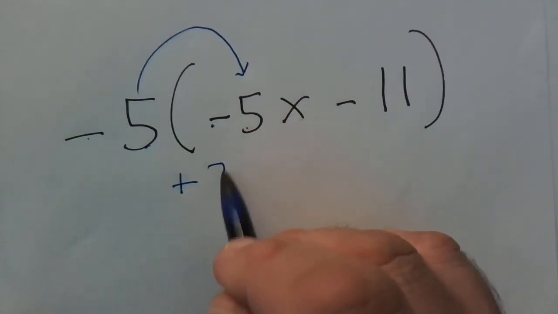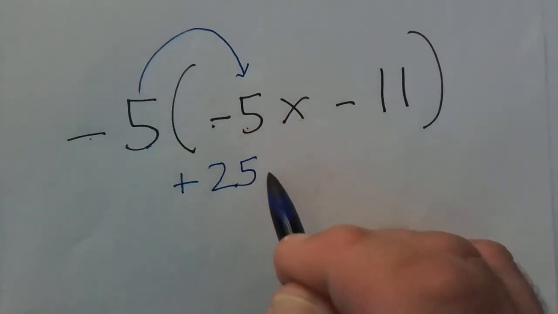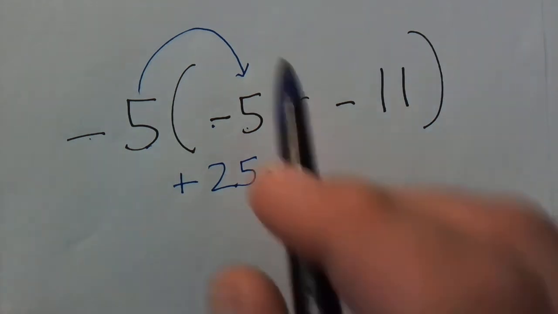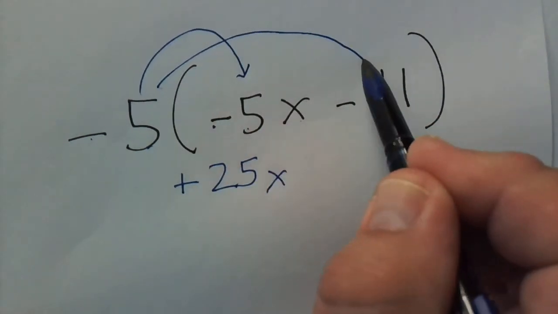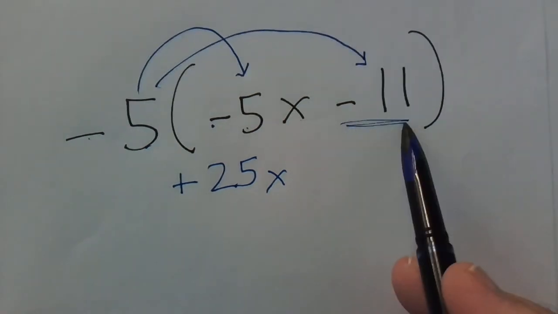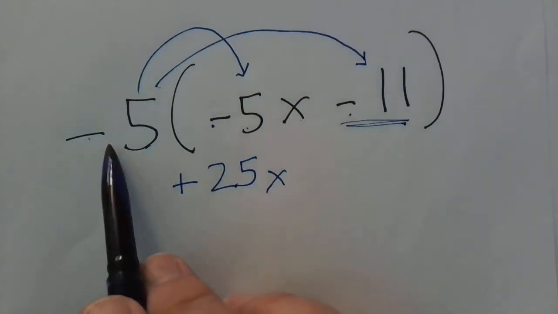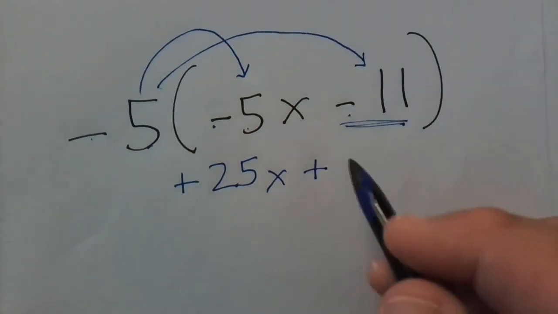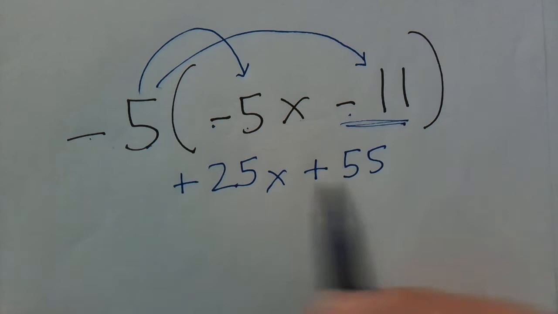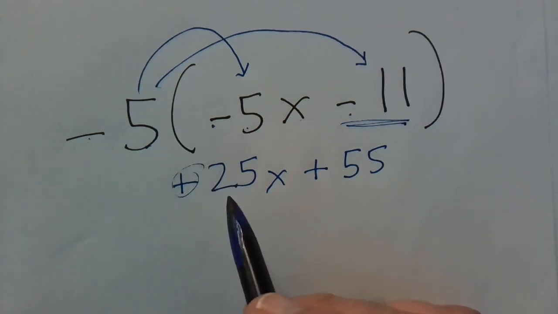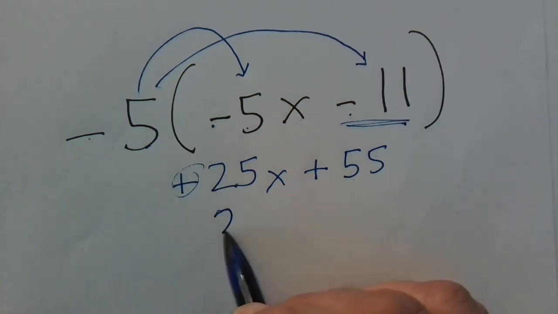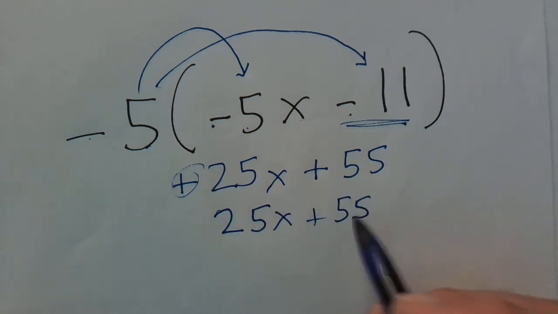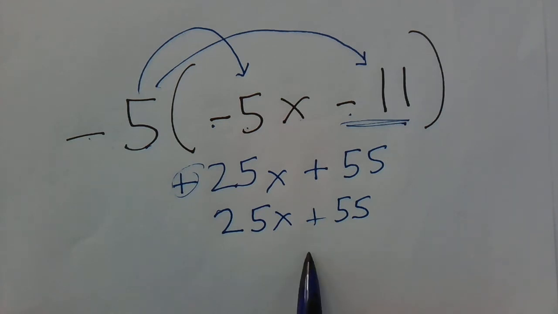5 times 5 is 25x. So I've got a 25x is how that winds up. I'm going to toss the negative 5 over the wall, and I'm going to treat this as a negative 11. We know that a negative times a negative is a positive, and 5 times 11 is 55. Now, I wouldn't ordinarily write the plus in front of there because it's implied, so I'm going to rewrite this whole thing as 25x plus 55. That's what the end result is for that.